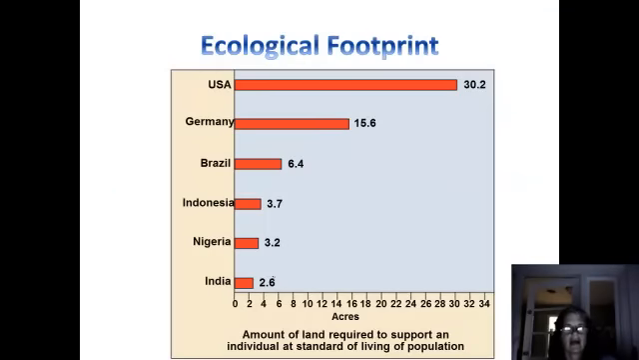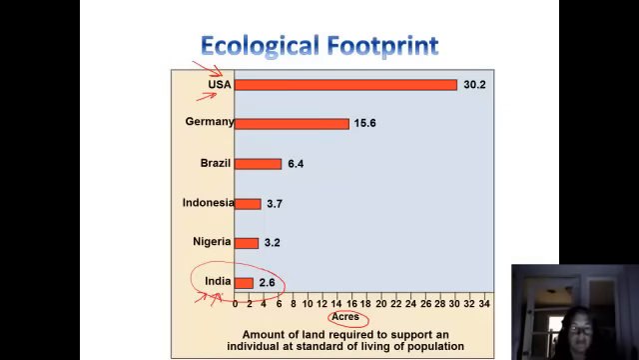Look how little consumption people from India have. This is showing you how many acres of land are required to support an individual: 2.6 acres. To support our lifestyle, 30.2 acres. So by far, we are using way more of the world's resources than India is, but India has us way beat in terms of sheer population.